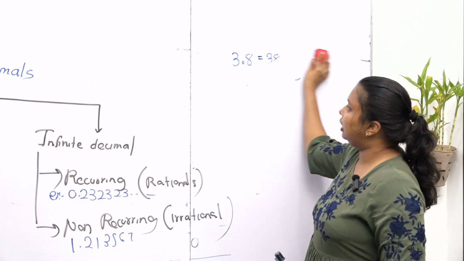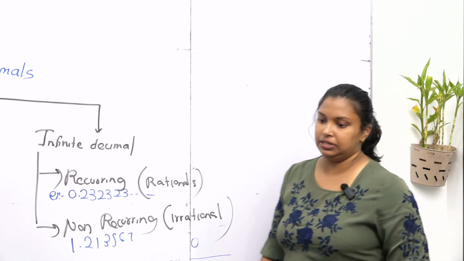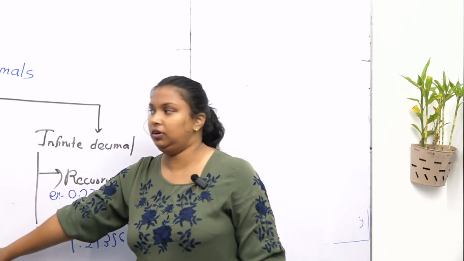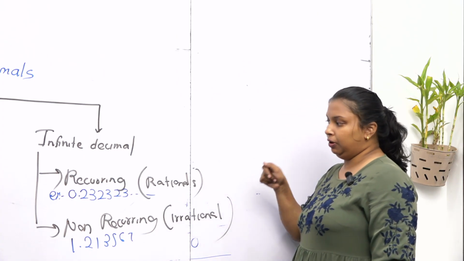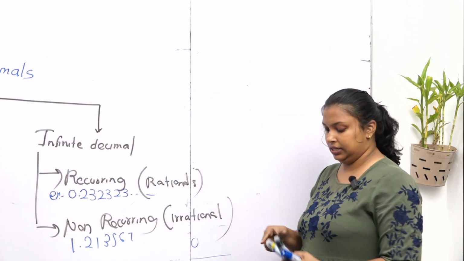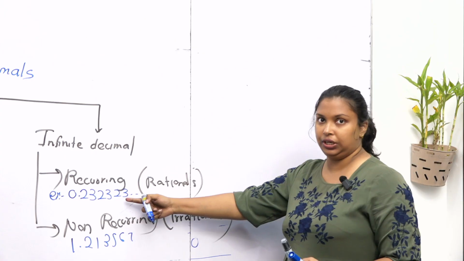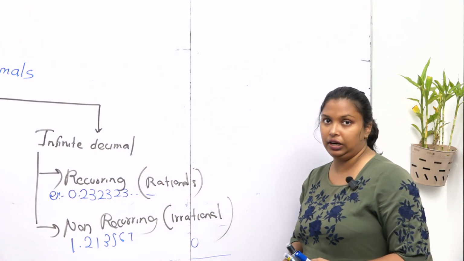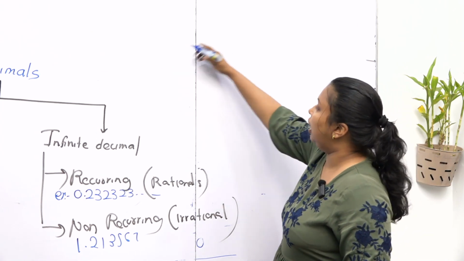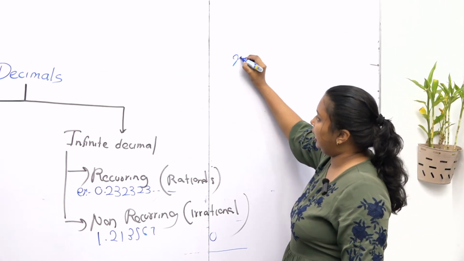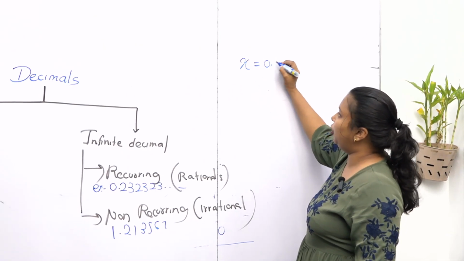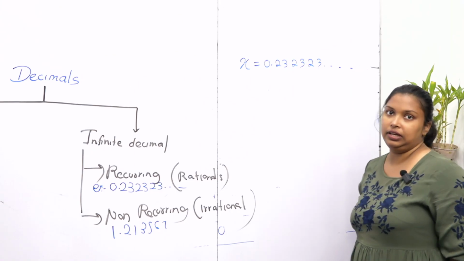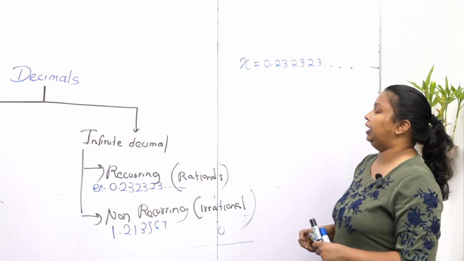Then how about recurring decimals? Finite decimals you can understand. Now I am going to tell you about recurring decimals. 0.232323, I am going to show that we can write this as a fraction. Right. I will take this as x. 0.232323 part, I will take it as x.